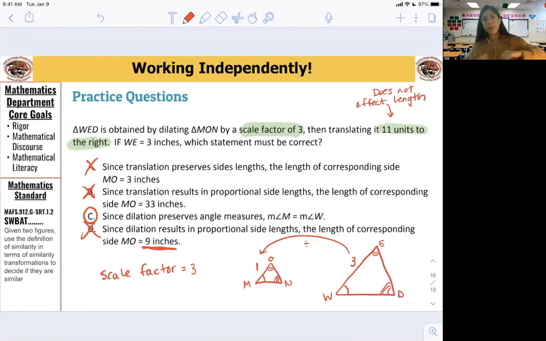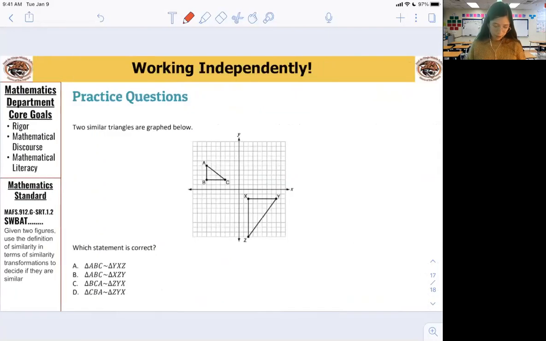So any remaining questions on that one, especially this one, because 3 of you got it, 4 of you got it wrong. I want to make sure you guys understand. Any remaining questions? Okay, awesome. Okay.